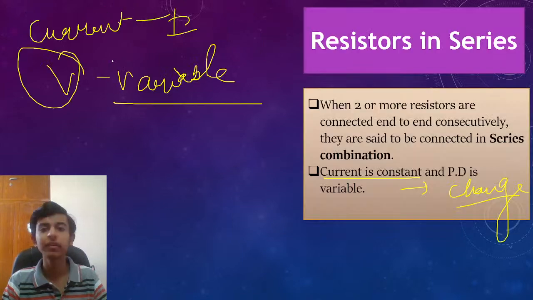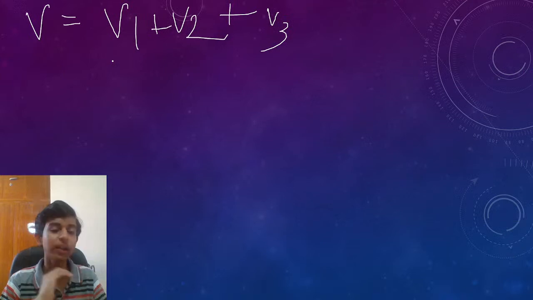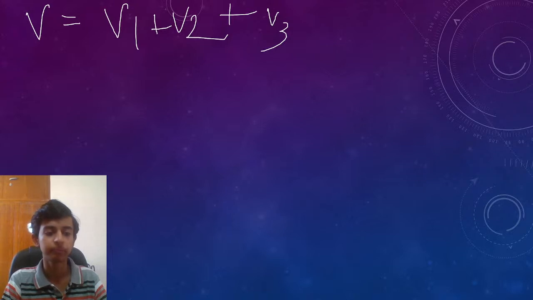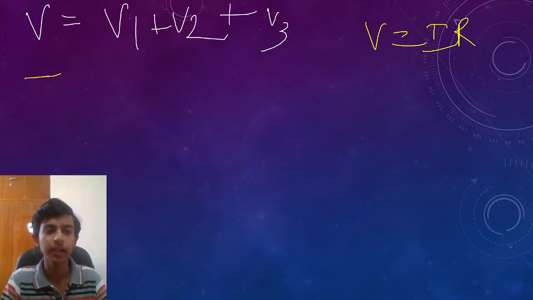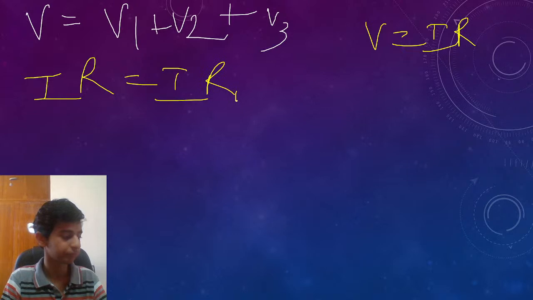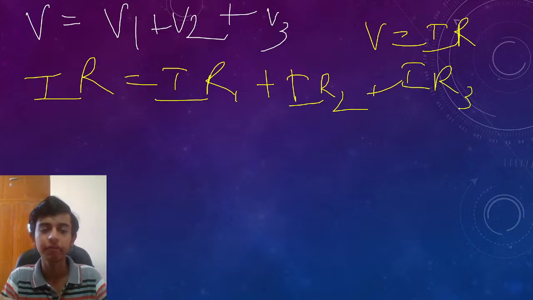Whenever we are deriving, we are going to add all the resistances, but how we are going to get there is going to be more important. Now you know V is equal to V1 plus V2 plus V3. Now according to Ohm's law, you already know that V is equal to IR, right? So instead of V, I can write IR, definitely. So I can write IR is equal to IR1 plus IR2 plus IR3. I can definitely write this, correct?